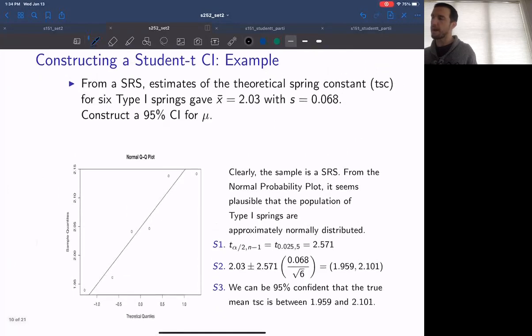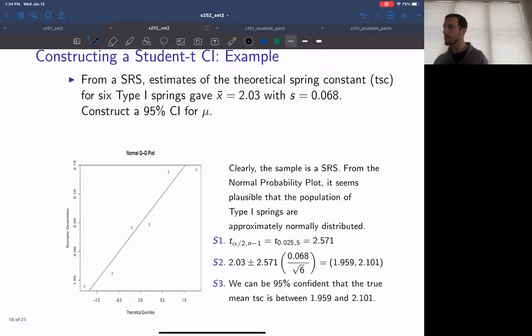All right, so as an example, let's suppose that we are interested in measuring the population mean of the theoretical spring constant for type 1 springs. So we have a simple random sample, we have 6 type 1 springs, and from the sample, we have a mean of 2.03 and a standard deviation of 0.068. We want to construct a 95% CI for mu.